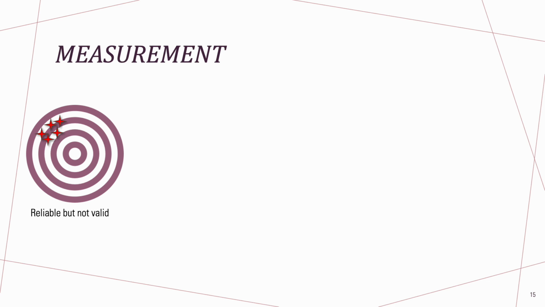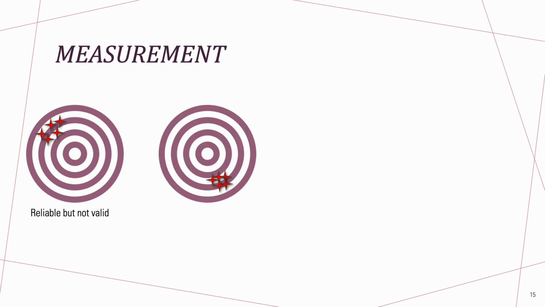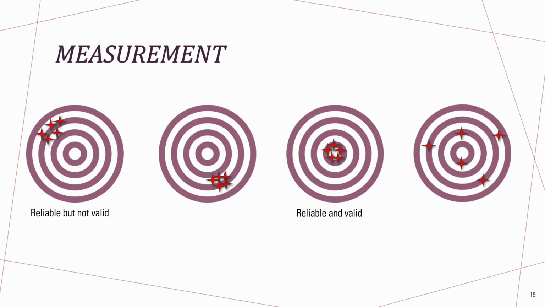If this were a measure, we would say the most accurate way, or most valid way, of conceptualizing something would be in the center. In this next example, we have something that is reliable but not valid. Again, similar. It's consistently falling in this bottom right corner, but it's not valid. It's not hitting in the center.